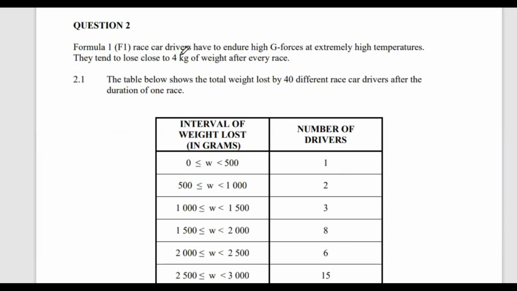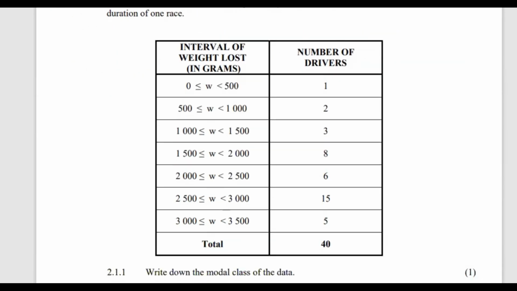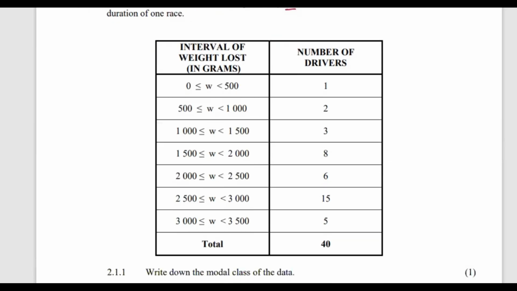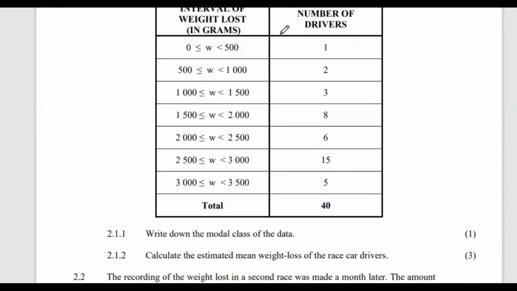Formula 1, the race car drivers have to endure high G forces at extremely high temperatures, and then they tend to lose almost 4 kilograms of weight after every race. Oh, that's too much. 2.1. The table below shows the total weight that is lost by 40 different race car drivers after the duration. So we have this grouped data of ours. Okay, we have the classes of the weight loss and then the number of drivers that lost weight.